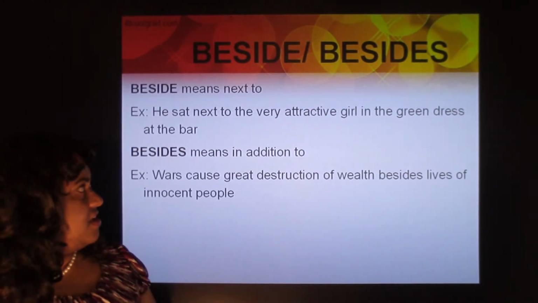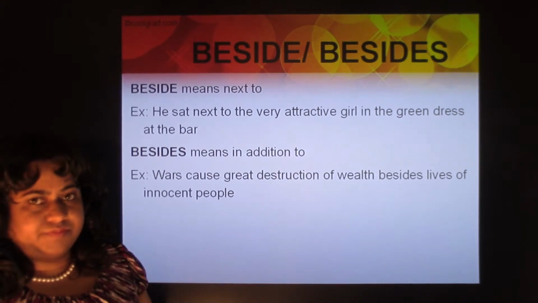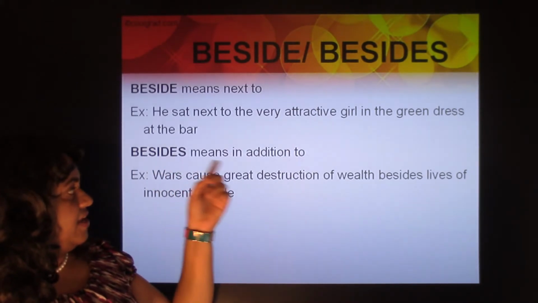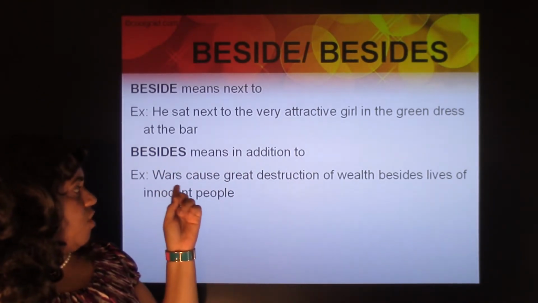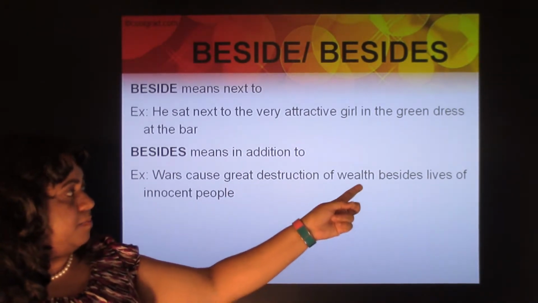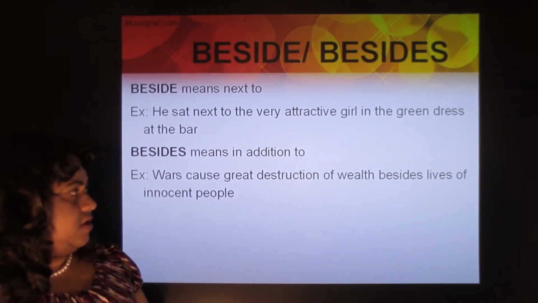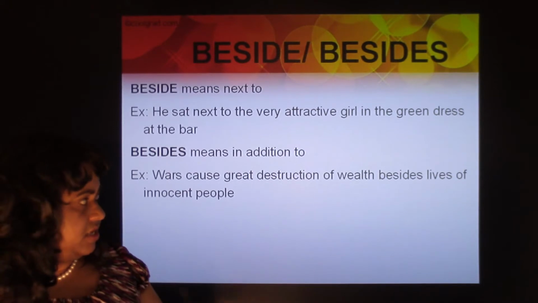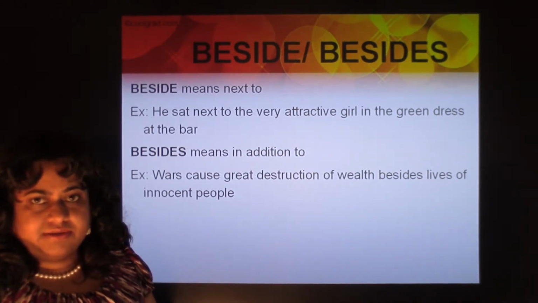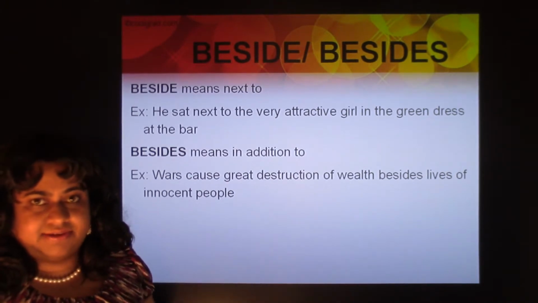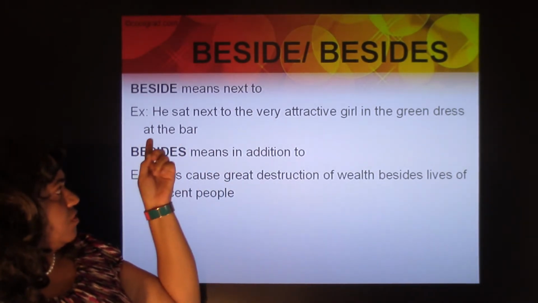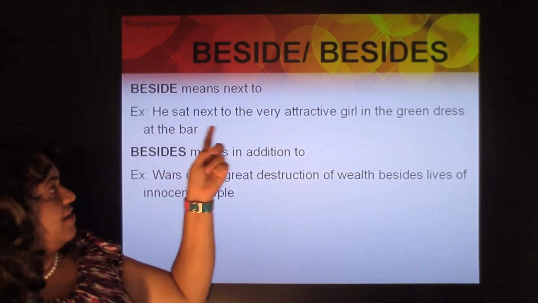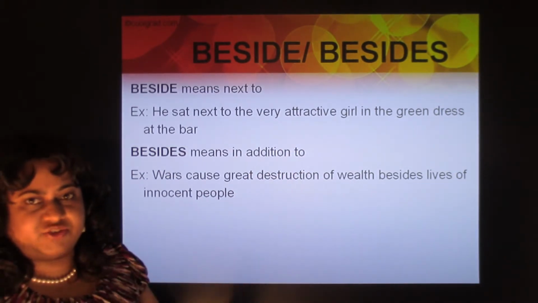Beside and besides. Beside means next to. So she sat beside him means sat next to him. Besides means in addition to. So wars can cause great destruction of wealth besides lives of innocent people. So we all know that in a war, a lot of innocent people are killed. Besides, it causes great destruction of wealth. Means in addition to lives, wealth is also lost. Beside means next to. So he sat next to the very attractive girl in the green dress at the bar. So we could say he sat beside the very attractive girl. So beside means next to.